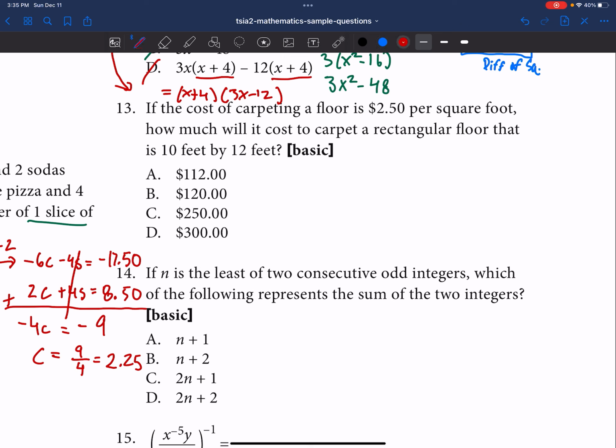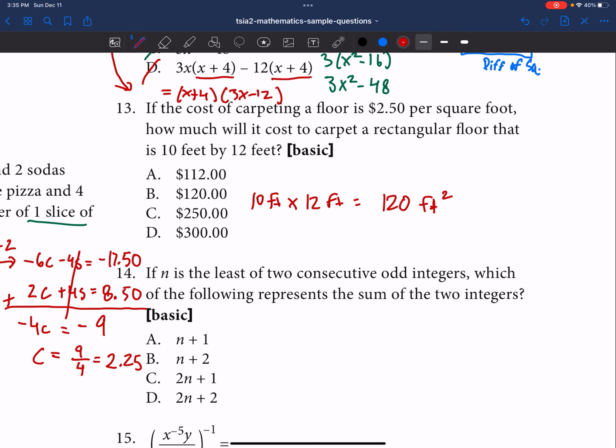If the cost of carpeting a floor is $2.50 per square foot, how much will it cost to carpet a rectangular floor that is 10 by 12 feet? Really? Okay, I'm just making sure I'm not overthinking this. So a 10 by 12, right? 10 foot by 12 feet equals 120 square feet, right?